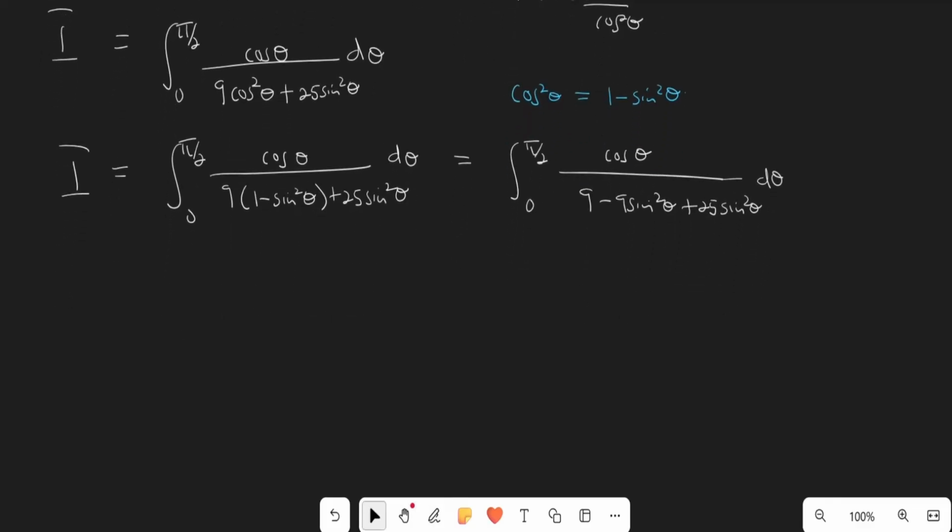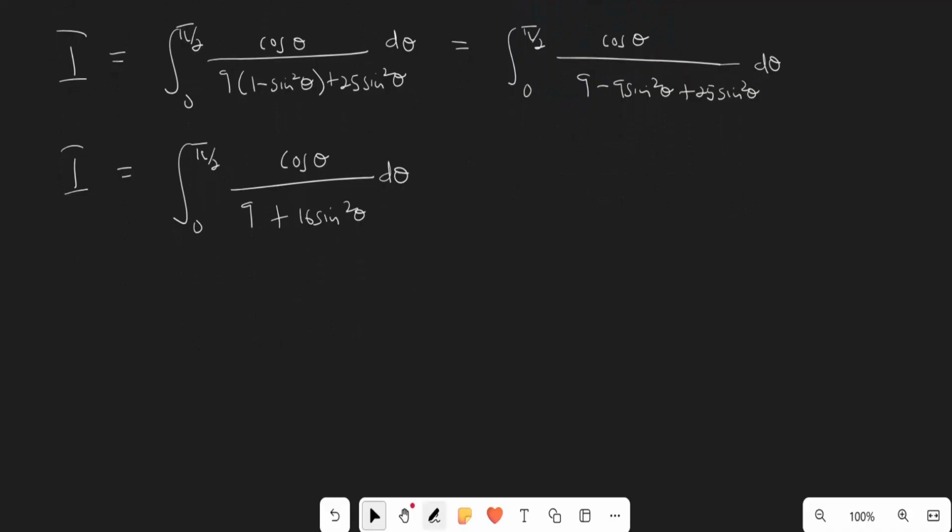So what we have here now, we have to combine: the integral from 0 to pi over 2 of cosine of theta divided by, this is 9 minus 9 sine square theta plus 25 sine square theta, which is 16 sine square theta, d theta. And now let's do a u sub here. It will become clearer if you do a u sub.